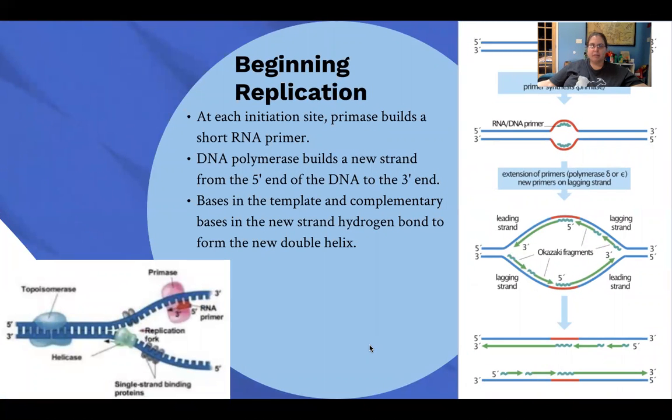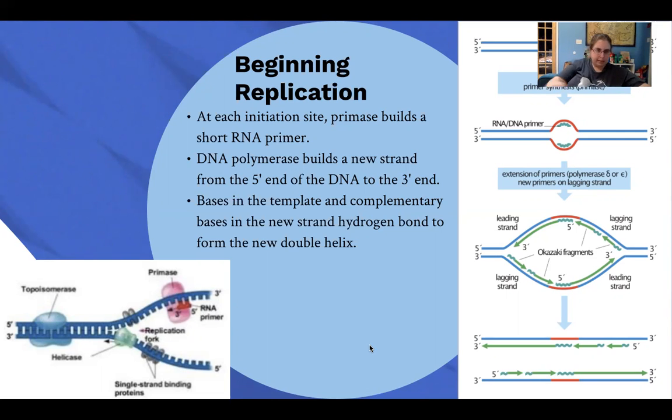Then, once we have it opened up, we have an enzyme called primase. And at the initiation site, it's going to build a short RNA primer. Now, the reason it needs to build this short RNA primer is because the next enzyme, DNA polymerase, needs to attach to something in order to build from it. So the RNA primer is simply a spot where the polymerase can now attach and build the new strand.